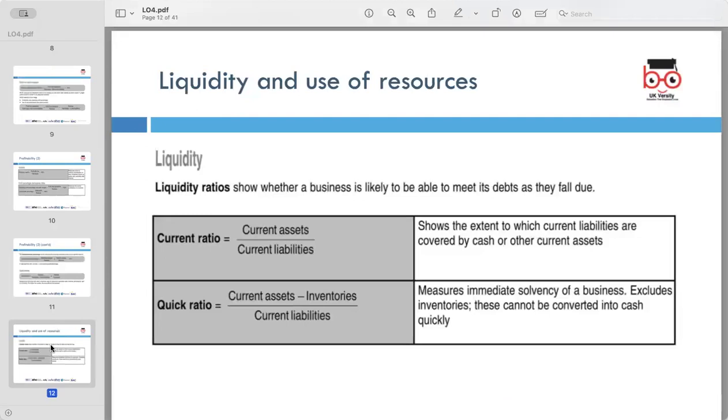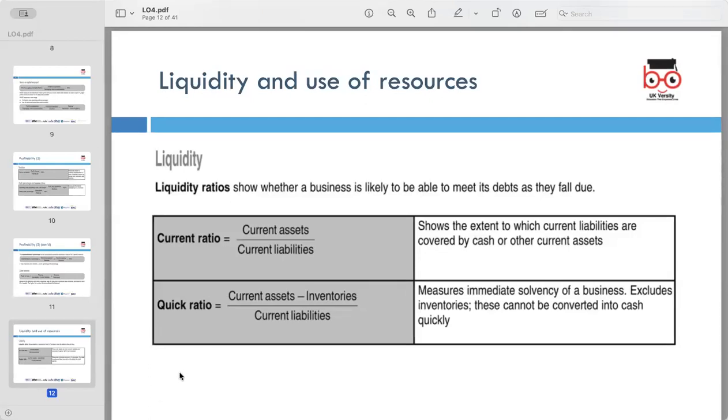Liquidity ratios are essential indicators that assess a company's ability to meet its short-term financial obligations promptly. The current ratio compares current assets to current liabilities, indicating the extent to which current liabilities are covered by cash or other liquid assets. It provides insight into the company's overall liquidity position.